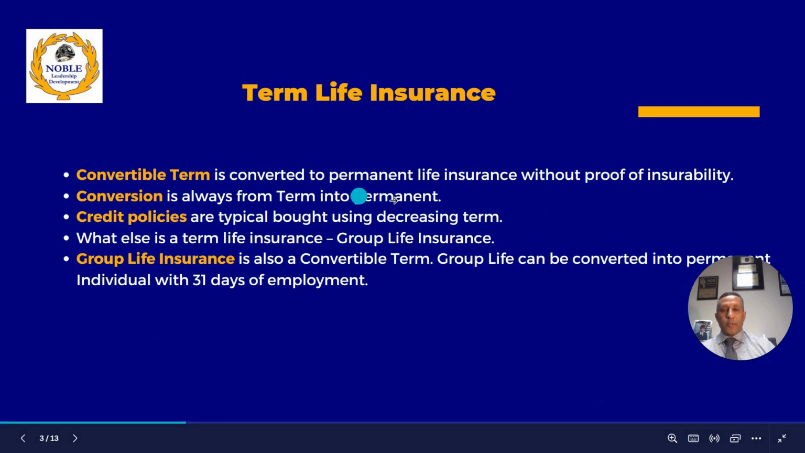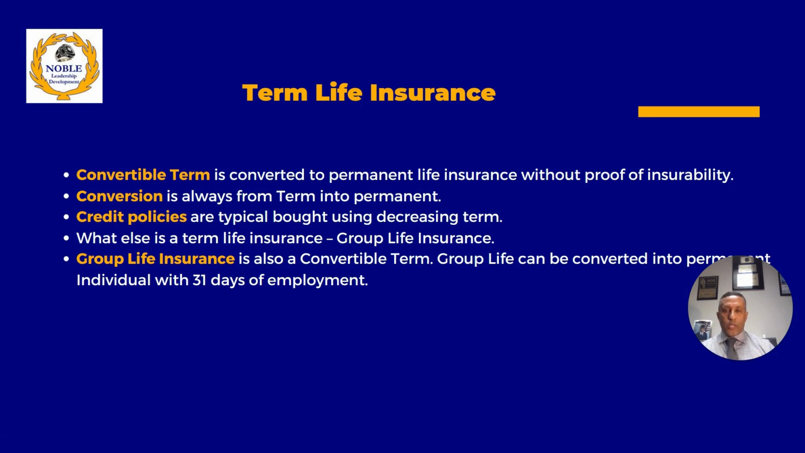And then a convertible term ends into a permanent life insurance. So always, right? We cannot say convert from permanent to term. There is no such thing. It's always from a term into a permanent. So the end product of a convertible term is a permanent life insurance. So sometimes you might see questions like, which of the following will end up into a permanent life insurance? So it should be a convertible term, right? Very important to pay attention to.